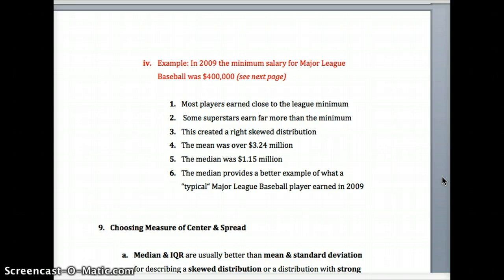That lets us know right away that the mean is going to be greater than the median. And in this case, the mean was 3.24 million and the median was only 1.15 million. So if we want to know what a typical baseball player made, it's more like 1.15 million. The few superstars that make a lot of money really pull this average up. So the median provides a better example of what a typical Major League Baseball player earned in 2009.